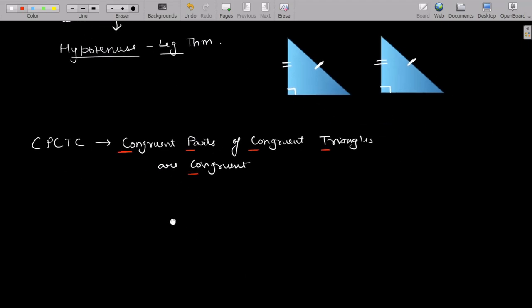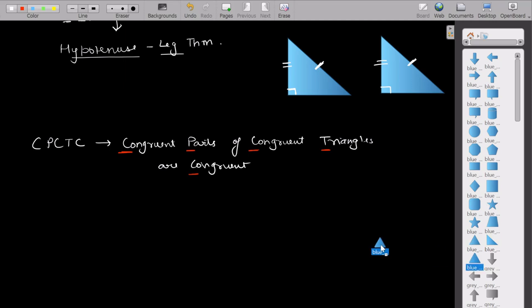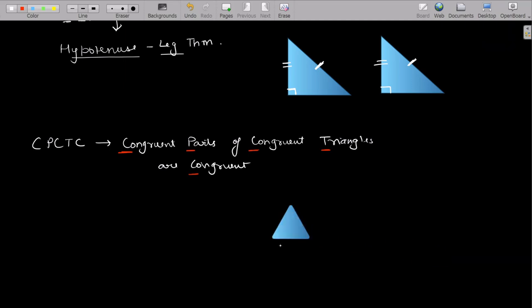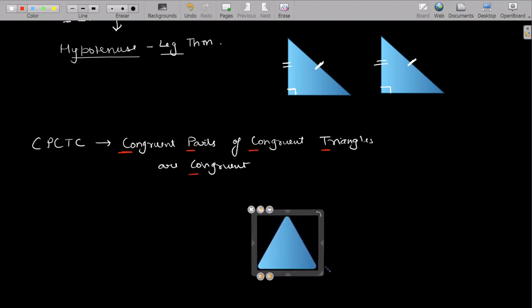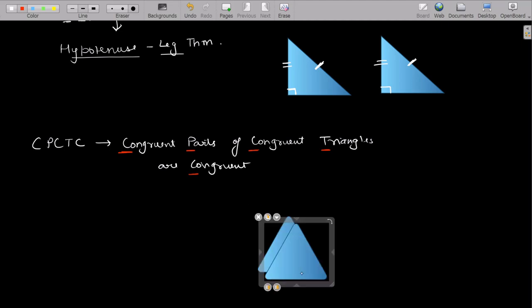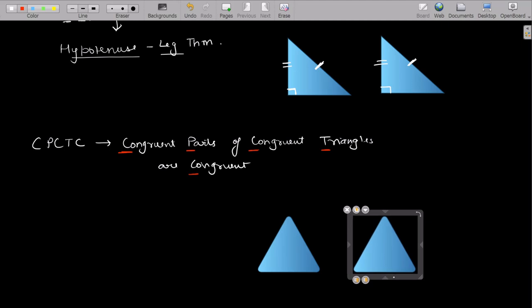This means that now let's assume that we are able to prove two triangles congruent. We have two triangles and we were able to prove them congruent, let's say by any rule. Let me give them names: A, B, C, P, Q, R. And it was given to us that this side was equal to this side, this side was equal to this side, and this angle was equal to this angle.